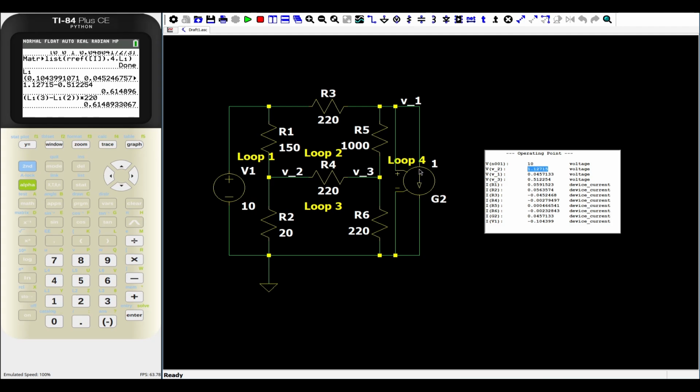Speaking about current's directions, why don't we try and find currents through resistors? Now I'm going to only do one of them because this is going to be a little bit complicated. My goal here is to find the current through resistor 6, because this is interesting, right? This resistor is kind of intersecting loop 3 and loop 4, and as we know, loop 4 kind of gave us a little bit of a headache. Let's go back to the drawing board.